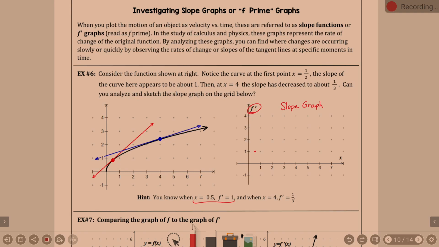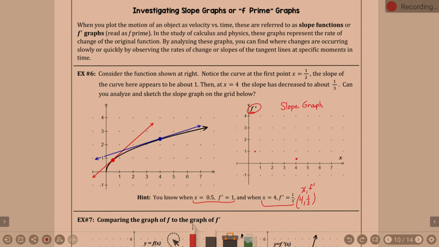We also know when x is 4, I don't care that the y value is 2.5. What's this slope? And they're estimating the slope is approximately 1/3. Okay, so rise 1, run 3. So then that becomes the ordered pair 4, 1/3 when you're doing x and then f prime. So if we go over 4, up 1/3.